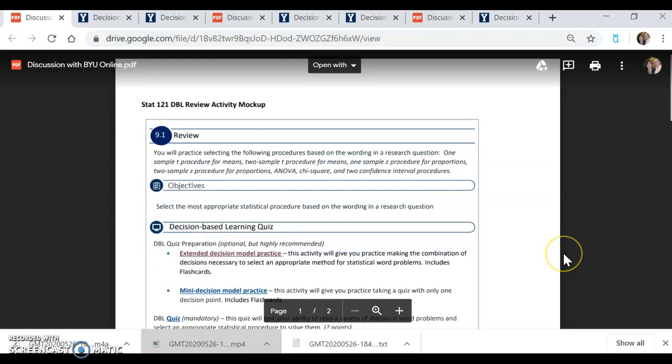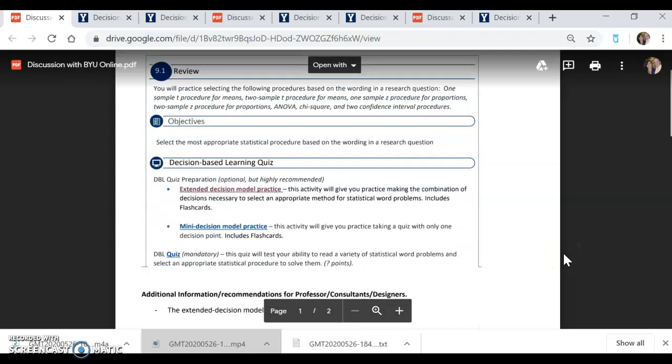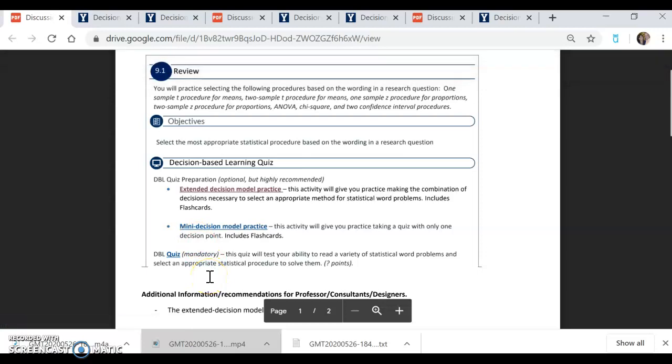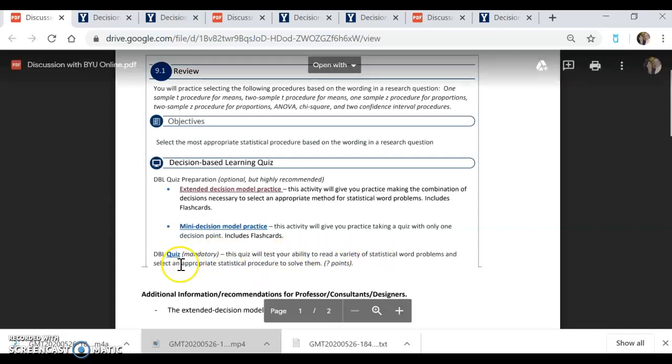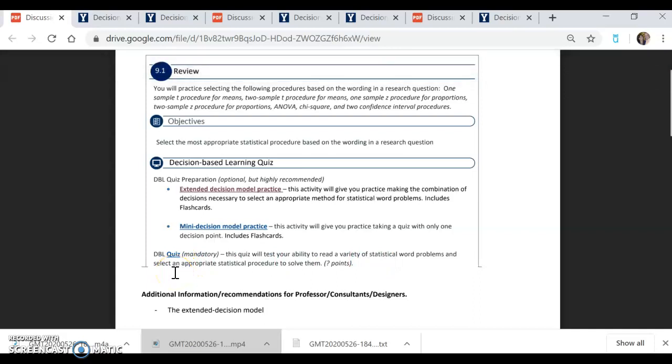And then what the students will do is one thing we were thinking, and this is very open to your recommendation, but I did agree with Kelly that if it's not a quiz, we've seen in the past those DBL classes do not show much of an impact. So definitely, if possible, in order to make this work, if there can be a quiz, just a small amount of points associated with it. But the quiz would be mandatory. And like it says, this quiz will test your ability to read a variety of statistical word problems and select appropriate statistical procedures to solve them. So basically the same wording as above.